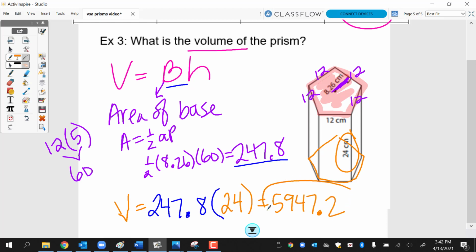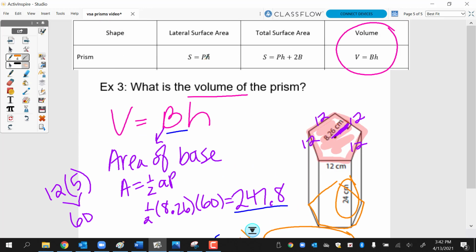Okay. If you need to go back, the big idea is you need to be able to pick out which side is the base, because that tells you how you do pretty much everything else. Making sure if it's in the formula, if something is a capital letter, it's not just a number from the picture. You have to figure that number out before you plug something in. And if it's big B, the area of the base, you need to pick a formula to use for that. Okay? So you're going to go ahead and start on the formative.